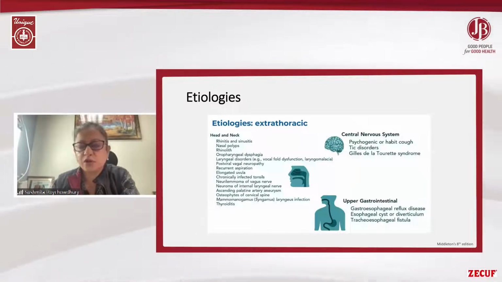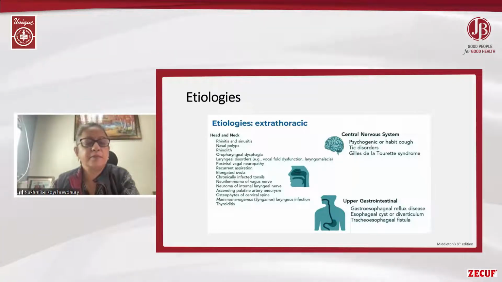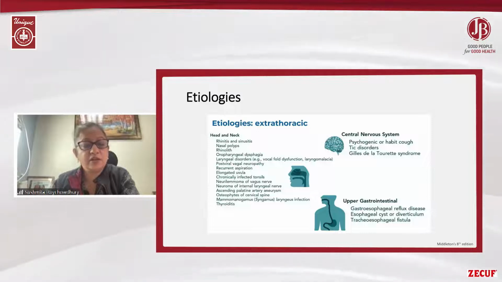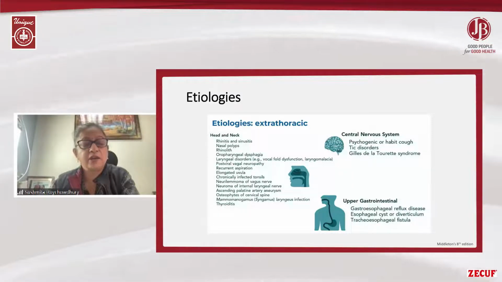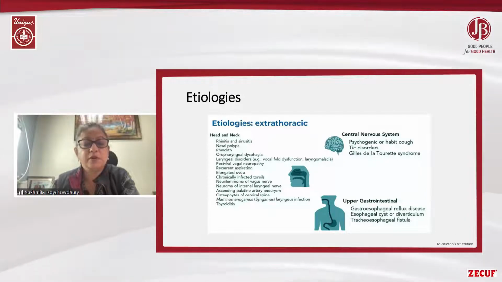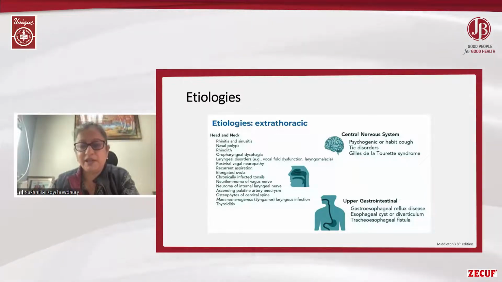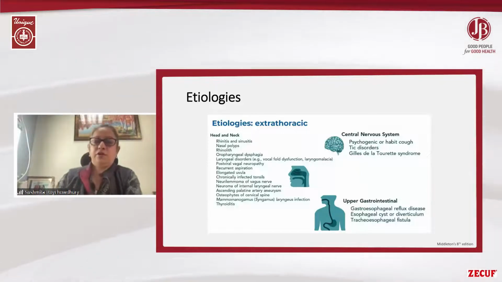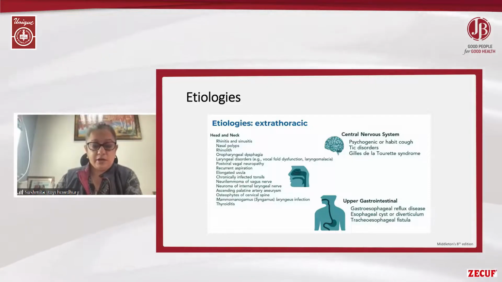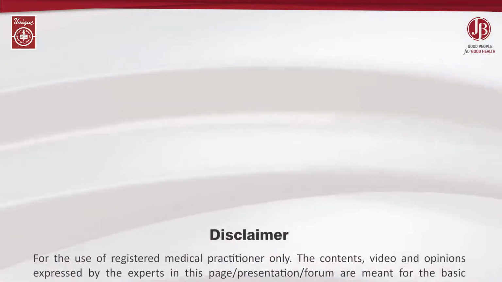Extrathoracic causes, most common causes: rhinitis and sinusitis with a significant persistent postnasal drip, nasal polyps, oropharyngeal dysphagia, and laryngeal disorders, and gastroesophageal reflux disease in upper GI are the most important GI causes of chronic cough. Central nervous system-wise, although rare, Guillain-Barré, tic disorder, or psychogenic or habit cough are not very uncommonly seen in our practices.